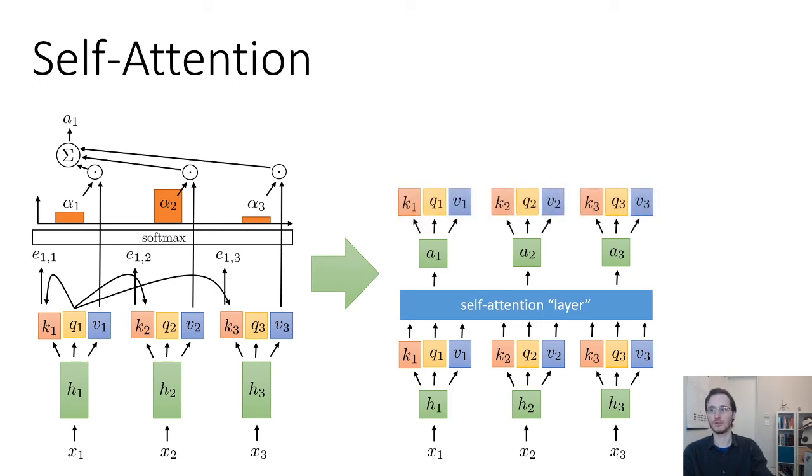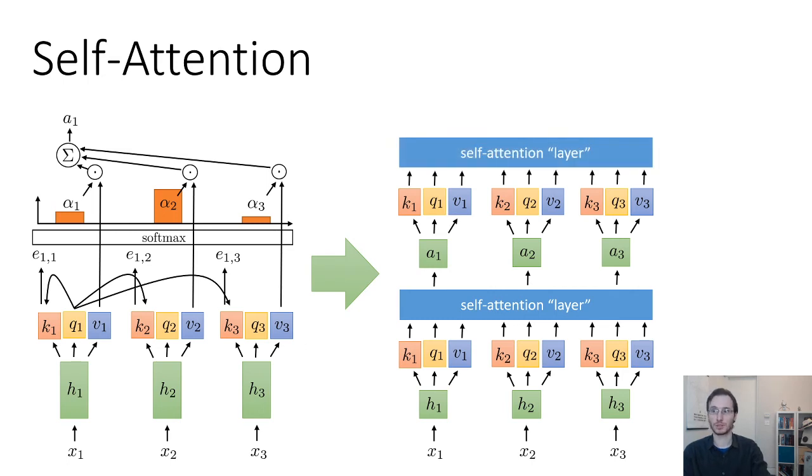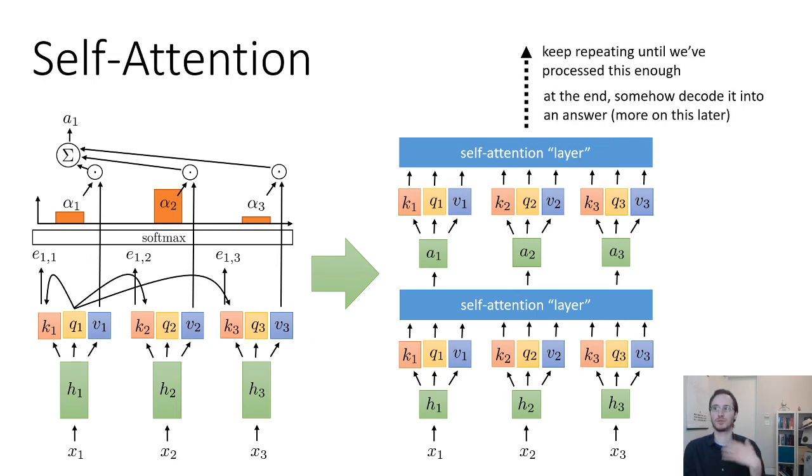We can have a key, a query, and a value computed using a different set of WK, WQ, and WV matrices passed into another self-attention layer, and so on and so on. And we can repeat this process, and each step of this self-attention processes the sequence more and more. In this way, we can transform an input sequence of one sort, maybe a sentence in French, into a different type of sequence like a sentence in English. So we keep processing until we've processed this enough, and then at the end you have to somehow decode it into an answer, and we'll talk more about that later.